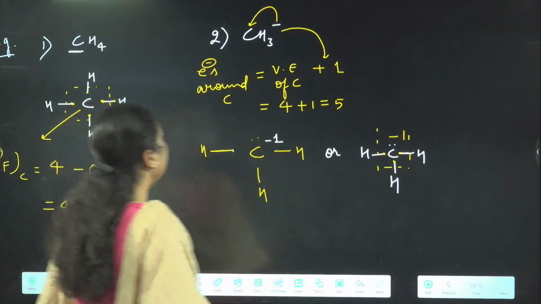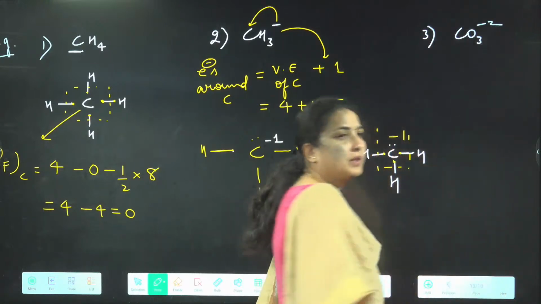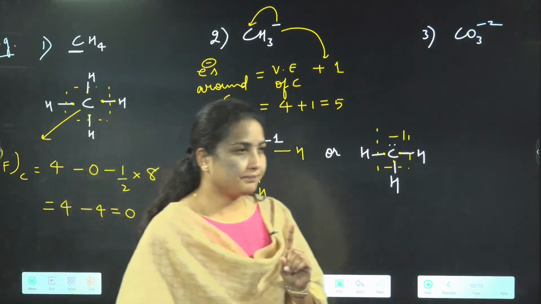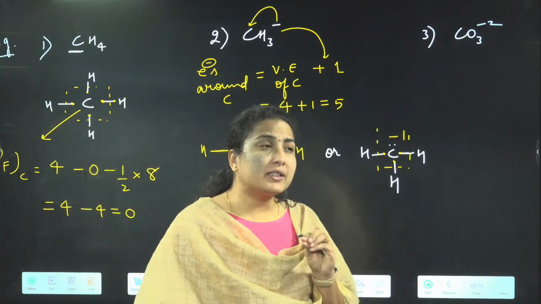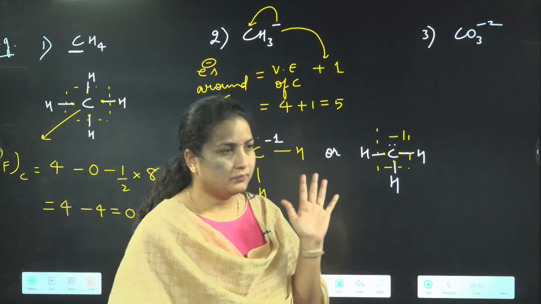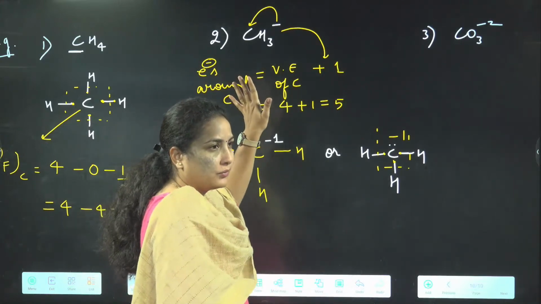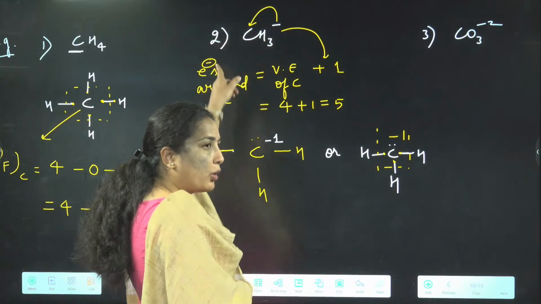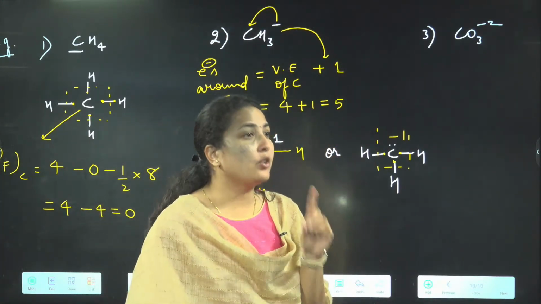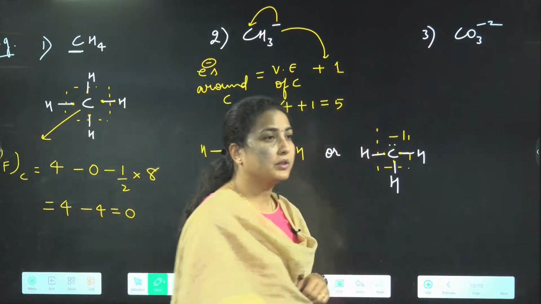Now suppose I talk about CO3 -2. This is a negatively charged species and you are having oxygen here. In this case, you have to give that negative charge to the oxygen only. Are you getting my point? In CH3 minus it was negative, but it didn't have oxygen, so that negative charge was counted along with the valence electrons of carbon. Now here, negative charge is there on the species and you are having oxygen, so you don't have to count that -2 with carbon valence electrons.